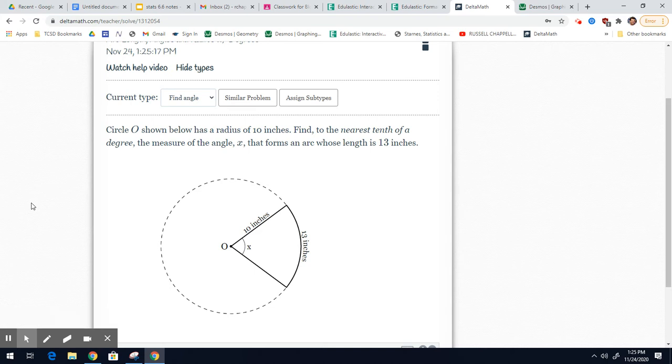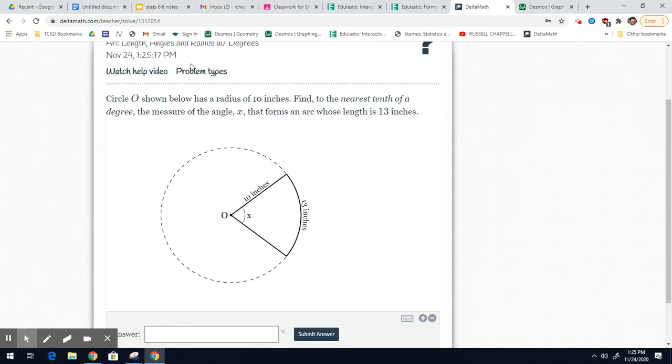Awesome. All right, next problem's coming. So let's take a look at this problem here. It says circle O, shown below, has a radius of 10 inches. Find, to the nearest tenth of a degree, the measure of the angle x that forms an arc whose length is 13 inches. So this is kind of a strange question, and the reason is they give you the radius. The radius is 10. And they give you the arc length. The arc length is 13. It's right there.